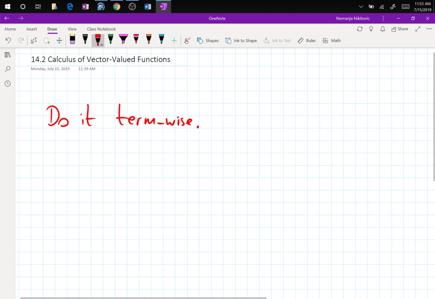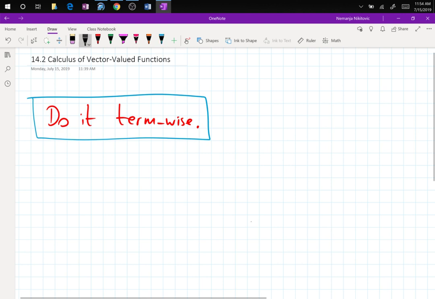A vector valued function is going to have three functions inside, right? If you need to take a limit, take three individual Calc 1 limits. If you need to take the derivative, take individual derivatives. Let's do an example. This is all we need to know: do calculus term-wise. Each one of the functions within a vector will have its own calculus procedure, whether limit, derivative, or integral.